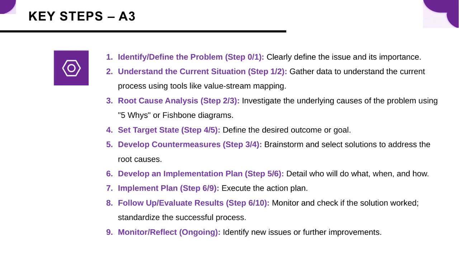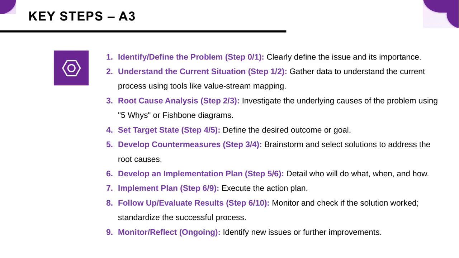Let's walk through the key steps in the problem-solving process, focusing on the A3 approach. First, we start by identifying and defining the problem clearly, emphasizing its importance to ensure everyone understands what we're tackling. Next, we move to understanding the current situation, gathering data and mapping the process, often using tools like value stream mapping to visualize how things are working now. Once we have a clear picture, we conduct a root cause analysis. This involves digging deep to find the underlying causes of the problem, using techniques like the 5 whys or fishbone diagrams to help us pinpoint the true issues.